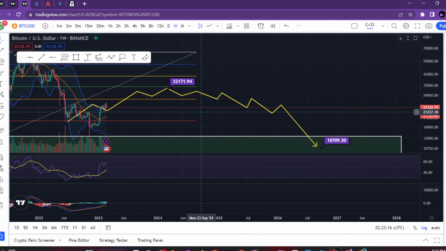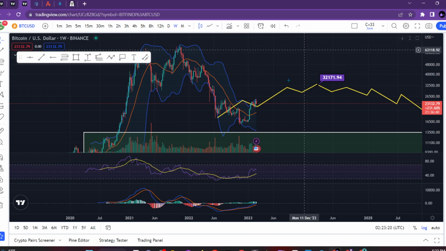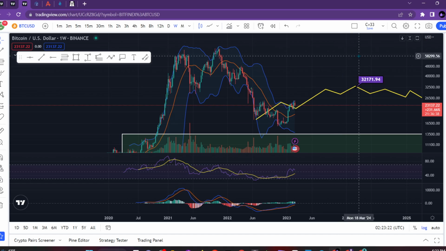But that's not the point. The point is, we see this. Matter of fact, let me take this Fibonacci out. I'm gonna leave that there because I'm curious.